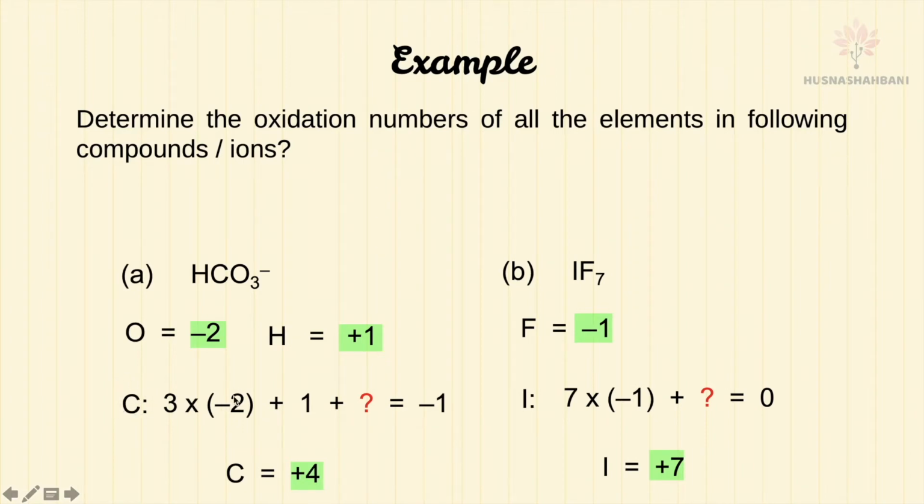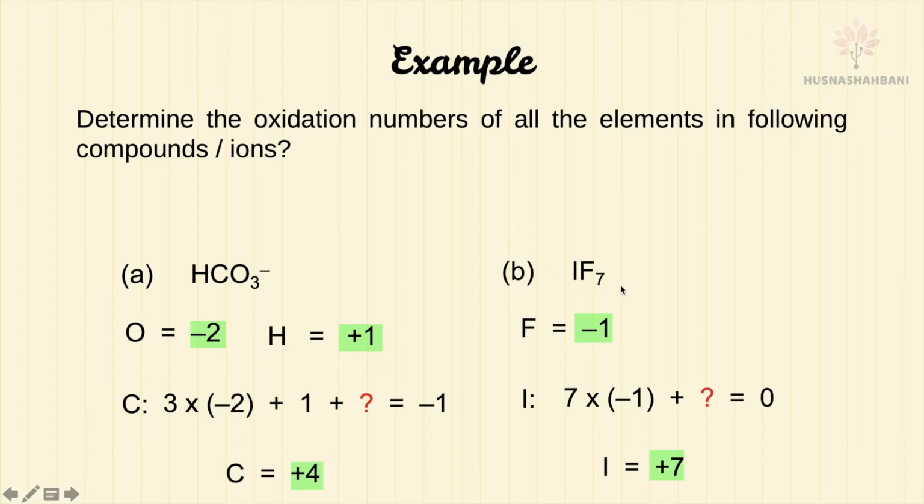3 times negative 2, because we have 3 oxygen with oxidation number negative 2, plus 1 times 1, because you only have 1 hydrogen, plus the carbon equals negative 1. This negative 1 is the overall charge. If you solve this, you'll get carbon equal to positive 4. This is the oxidation number for carbon.